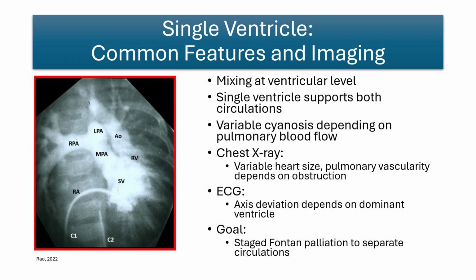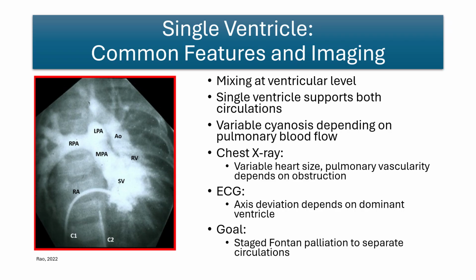If obstruction to pulmonary outflow is present, cyanosis is severe and circulation is ductal dependent. If pulmonary blood flow is unobstructed or excessive, cyanosis is less marked, but pulmonary overcirculation and heart failure develop. Chest radiography reflects this physiology. Heart size is variable, but pulmonary vascularity directly correlates with the balance between systemic and pulmonary flow.